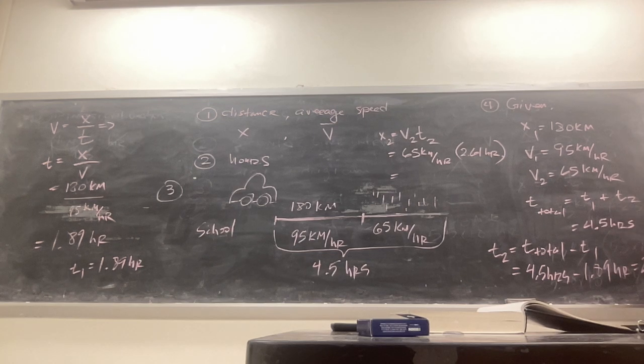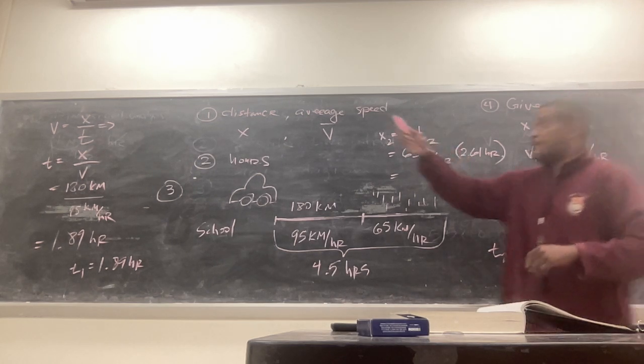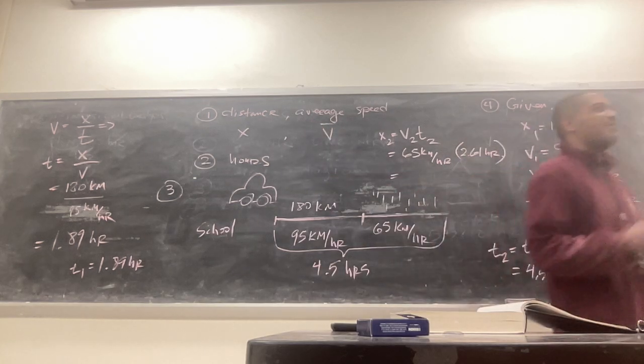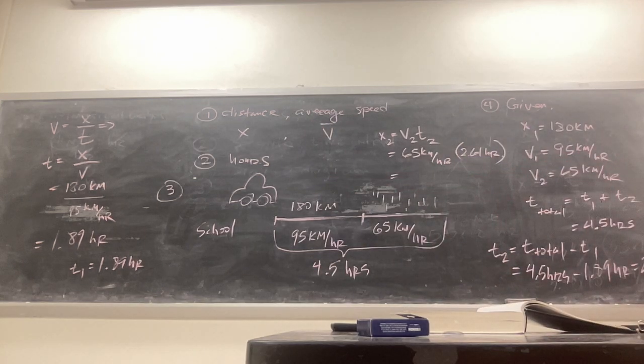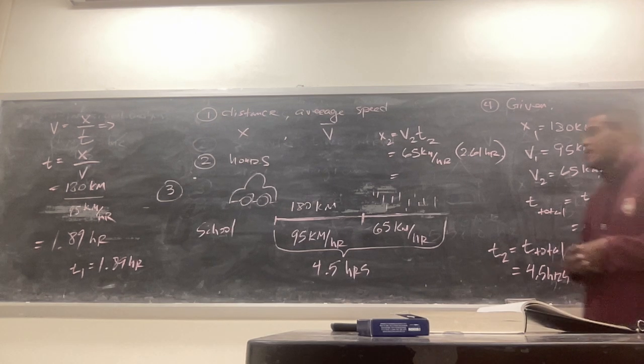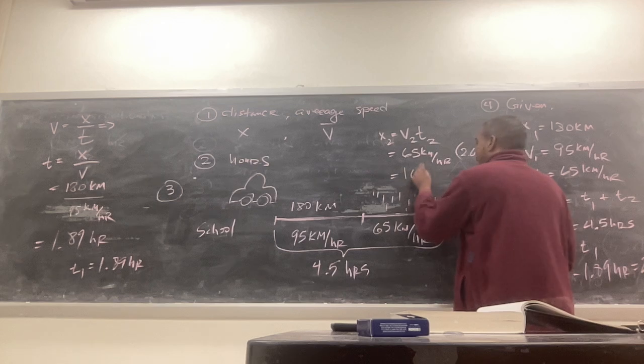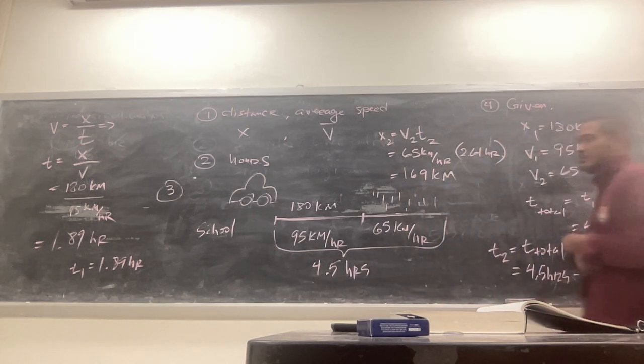So that's another part of step number 1. I forgot to mention that. When you identify what you're looking for, you can also identify the units that you're looking for. That's why we started with units. So that's the name of the ball game: it's units. So we got 169 kilometers.